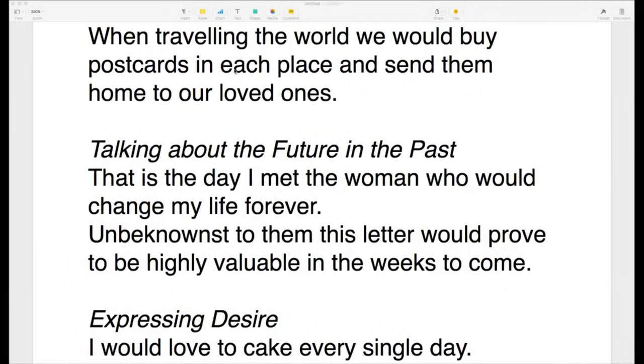Then I could say, when travelling the world, we would buy postcards in each place and send them home to our loved ones. So instead of using "used to," we used to buy postcards. We would buy postcards. Okay?